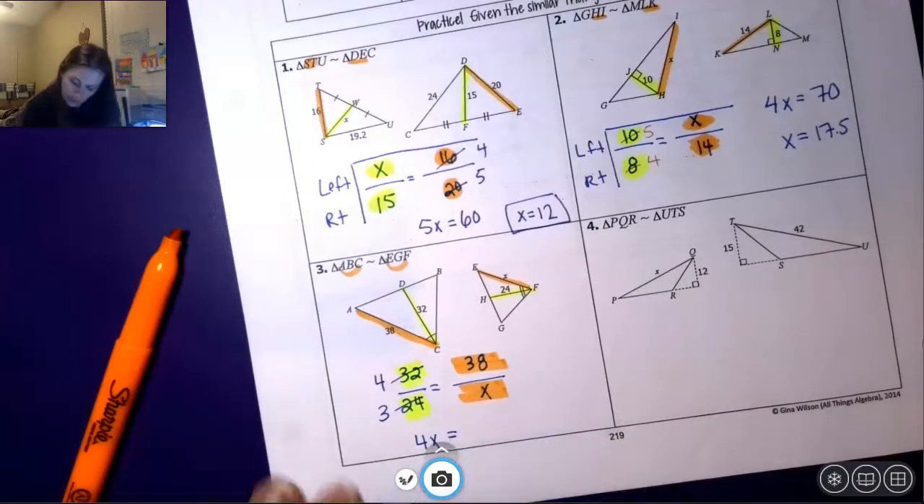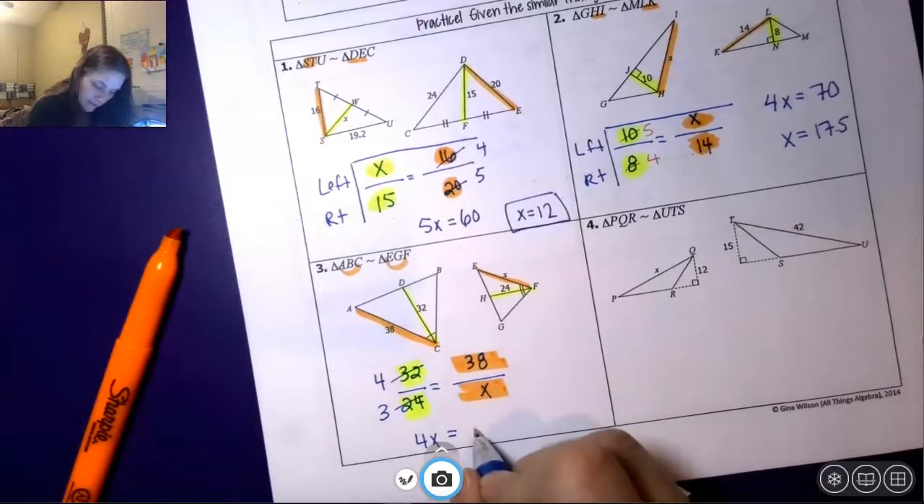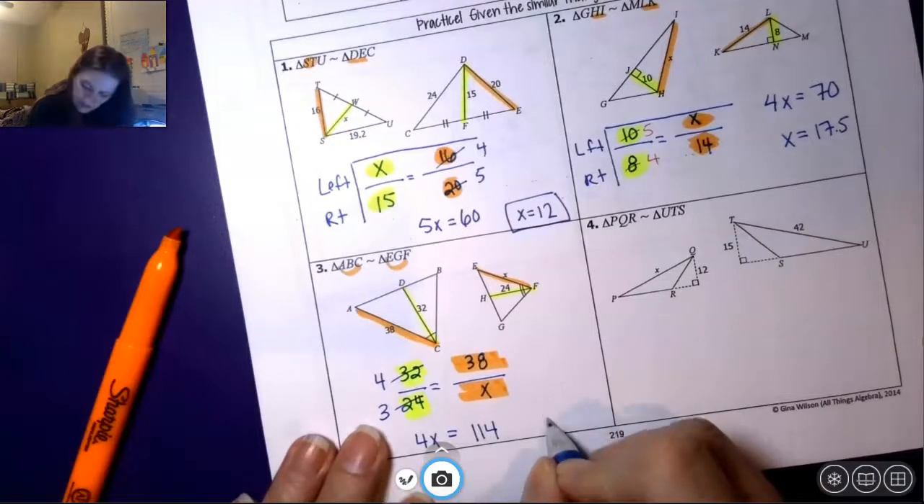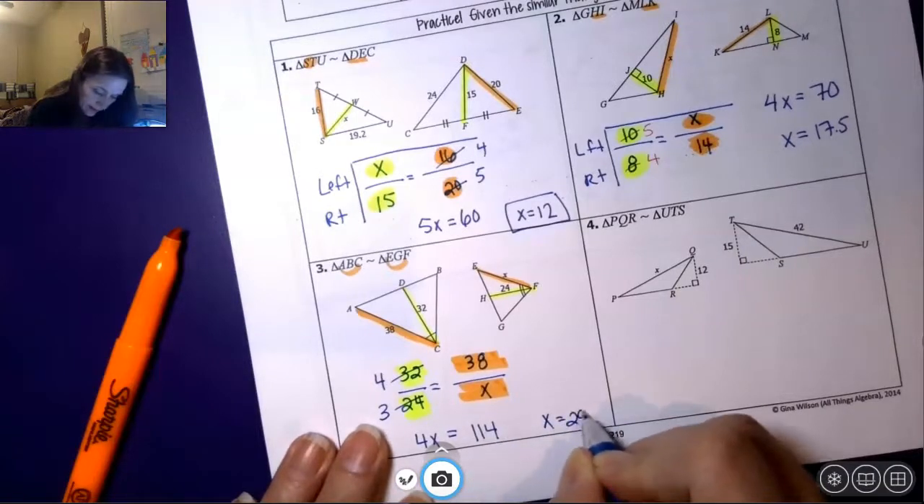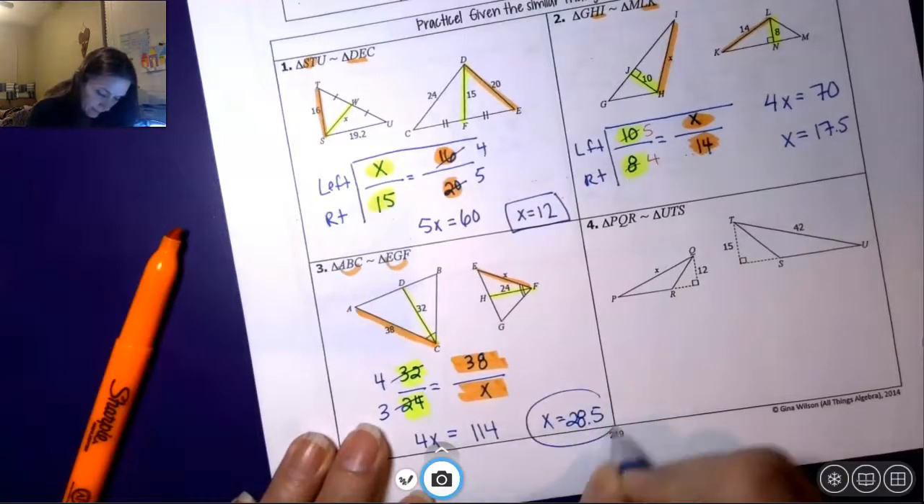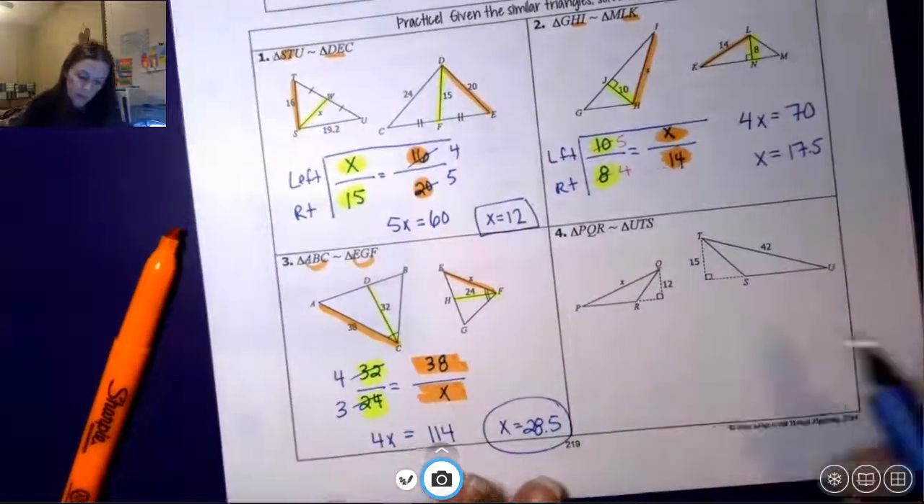4x equals, what is 3 times 38? I get 114. Divide and I get x equals 28. Okay, one more over here.